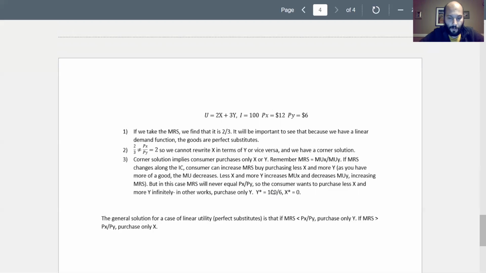Okay, so I also posted some example problems just with the indifference curves and marginal rate of substitution, and then the budget constraint and finding and working with those. Let me know if you have any questions like usual.